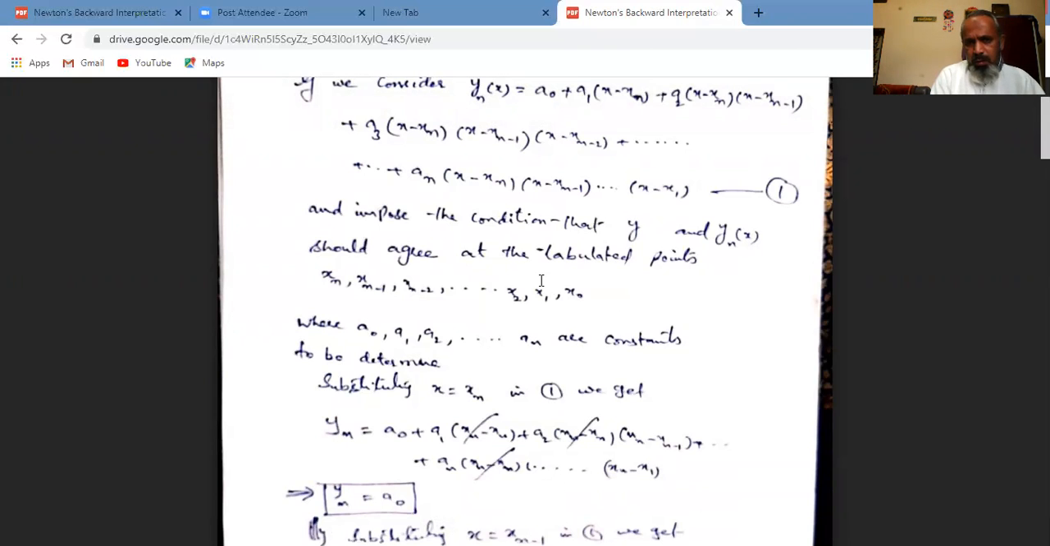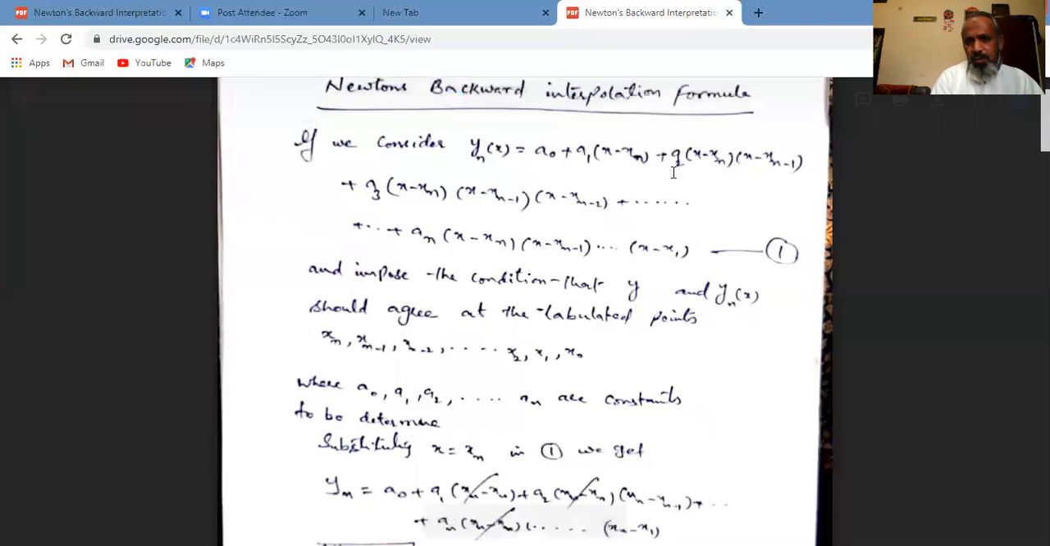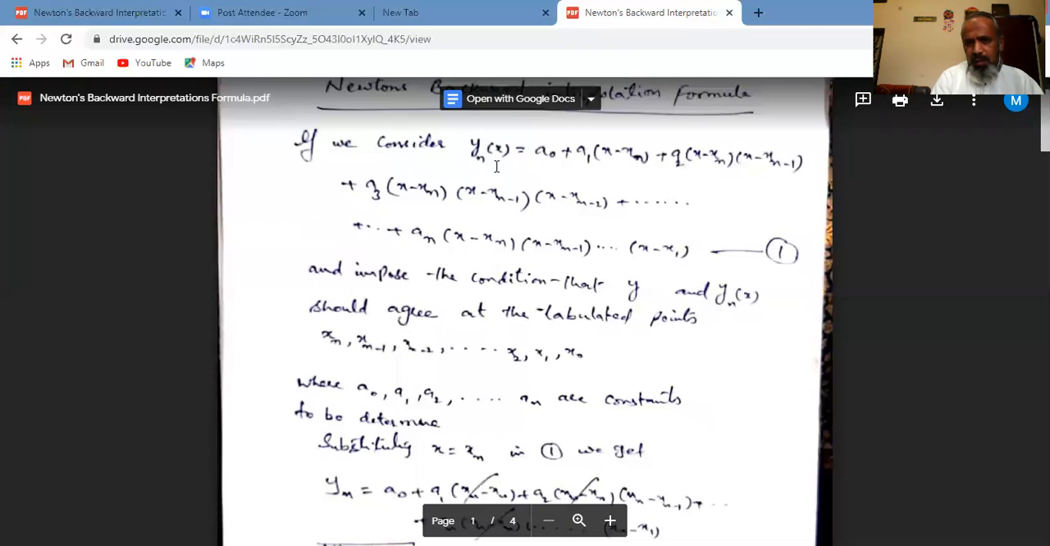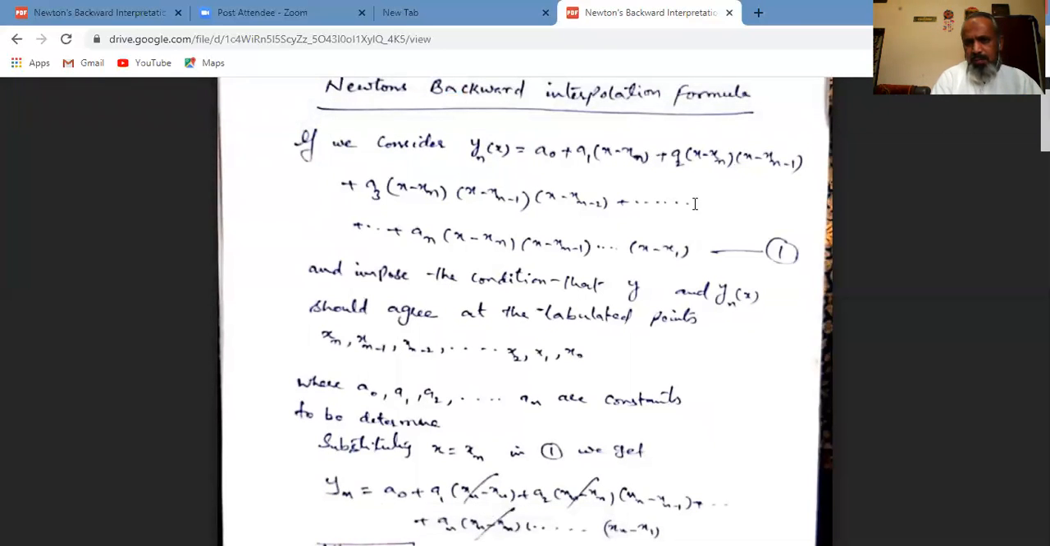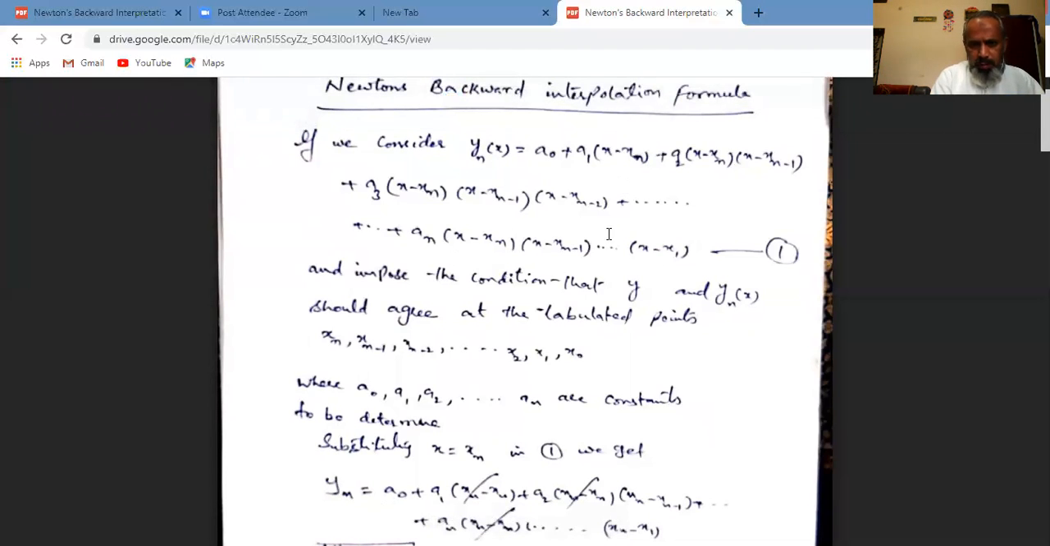In the polynomial we have assumed, if we substitute x equal to xn, the corresponding value is yn. If x is equal to x0, the corresponding value is y0. At x equal to x1, the corresponding value is y1. If x is equal to xn minus 1, the corresponding value is yn minus 1. So by substituting xn, xn minus 1, xn minus 2, we get the constants a0, a1, a2, a3, ..., an.